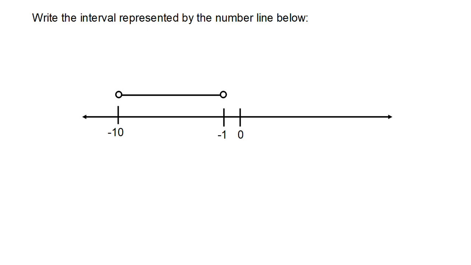If I look at the furthest left that this graph goes, the furthest left it goes is -10. So my first endpoint is going to be -10 with a parenthesis. And then if I look, it continues along until I hit -1, and then it stops with an open circle, so a parenthesis. So this is just indicating all the numbers between -10 and -1.